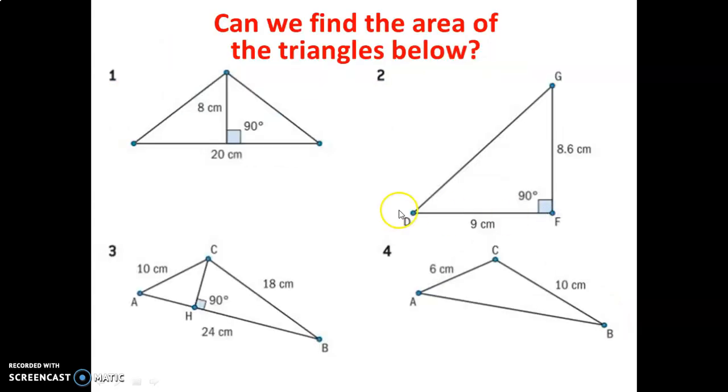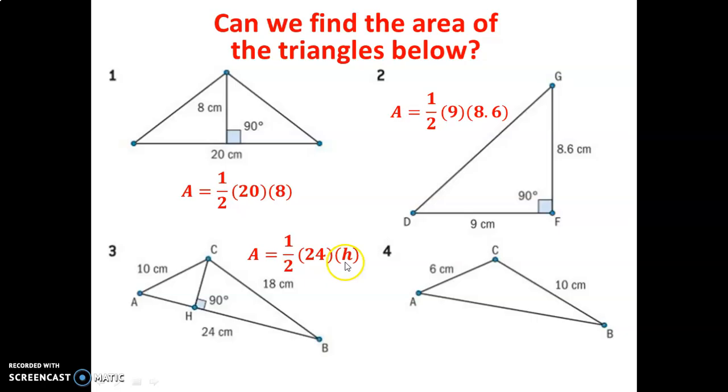So let's take a look at area first. Looking at these triangles, can we find the area of these triangles? In this first one, can we? Yeah, for sure. We can use the area of a triangle formula, half times base times height. In the second one, it's also a right triangle, so we can use half times base times height again. In this one, although the entire triangle is not a right triangle, we have this height line here, so we can use half times base times height.